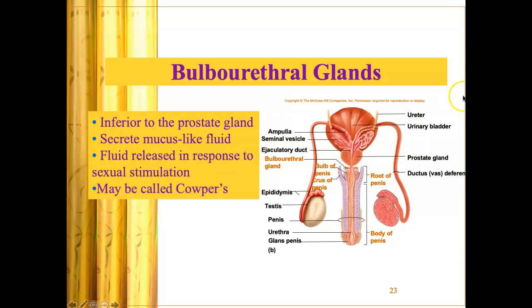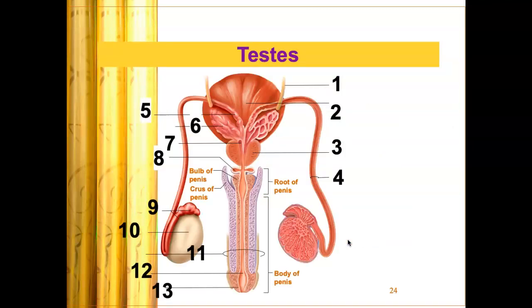The bulbourethral gland is the last gland. The B for bulbourethral, B for bow tie, and this is going to secrete mucus to lubricate the tip of the penis to reduce friction. Again, know your body parts.